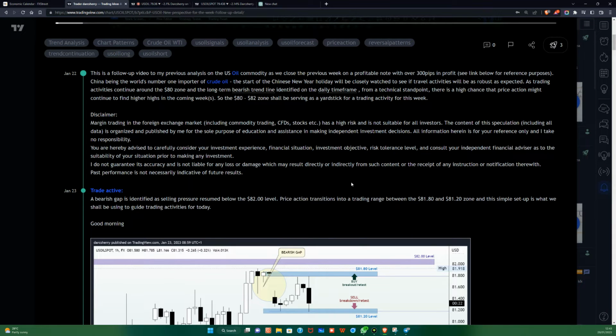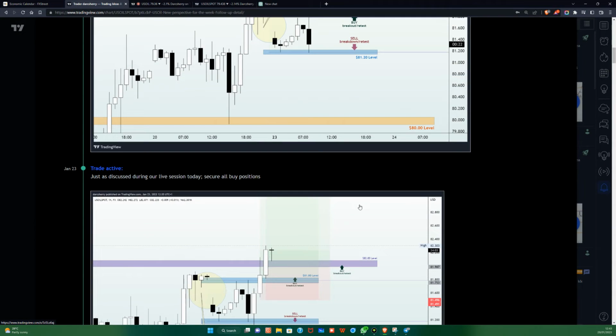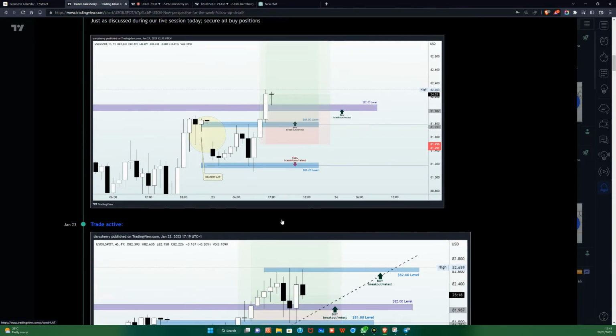So last week's trading session started on a bearish note as we saw price action fall within the channel around the $81.80 level and the $81.20 area in the first 6, 7, 8 hours of the beginning of last week. And we were looking out for a signal that will come in the form of a breakout or breakdown of that channel. And in fact, we saw a breakout of the $81.80 level, which triggered a buy position, and we added more position as soon as price broke out of the $82 area.